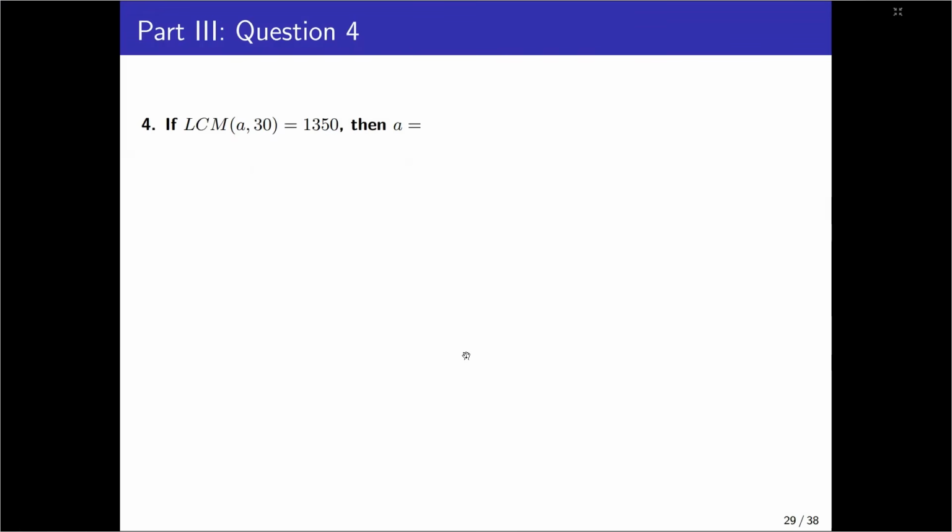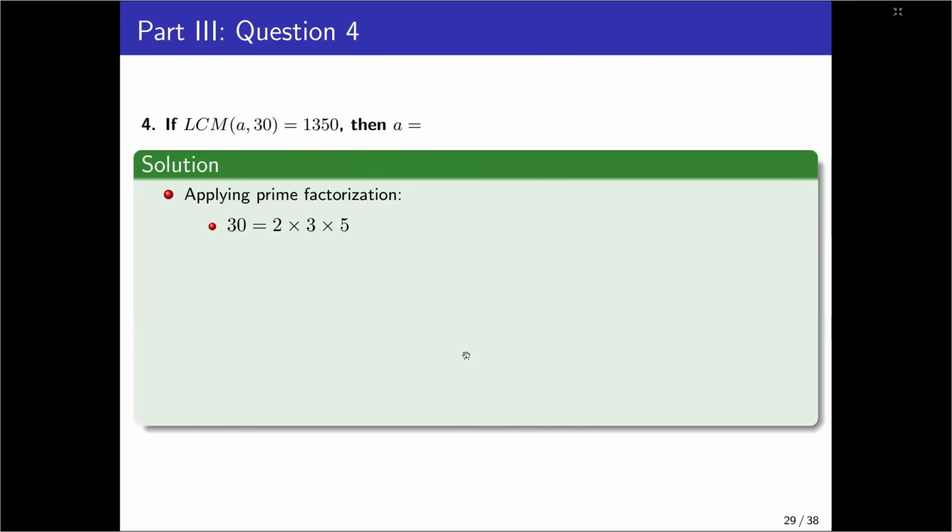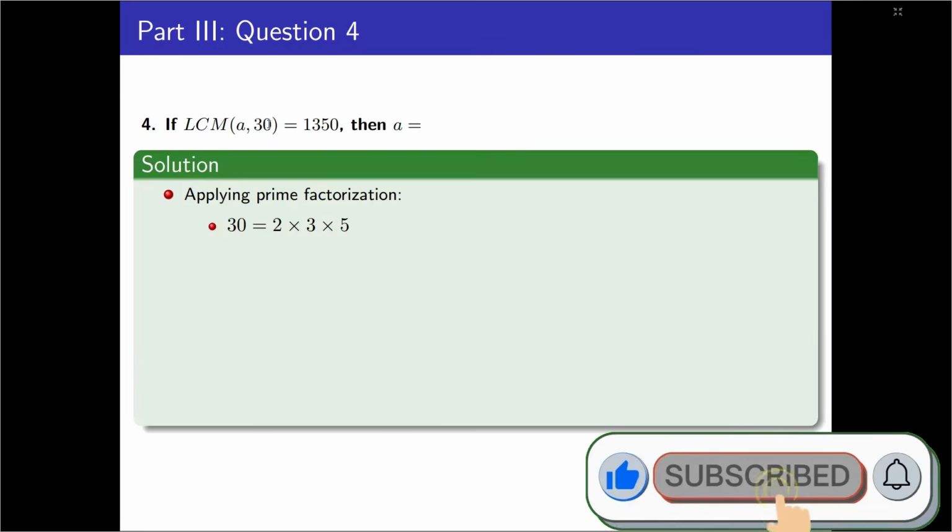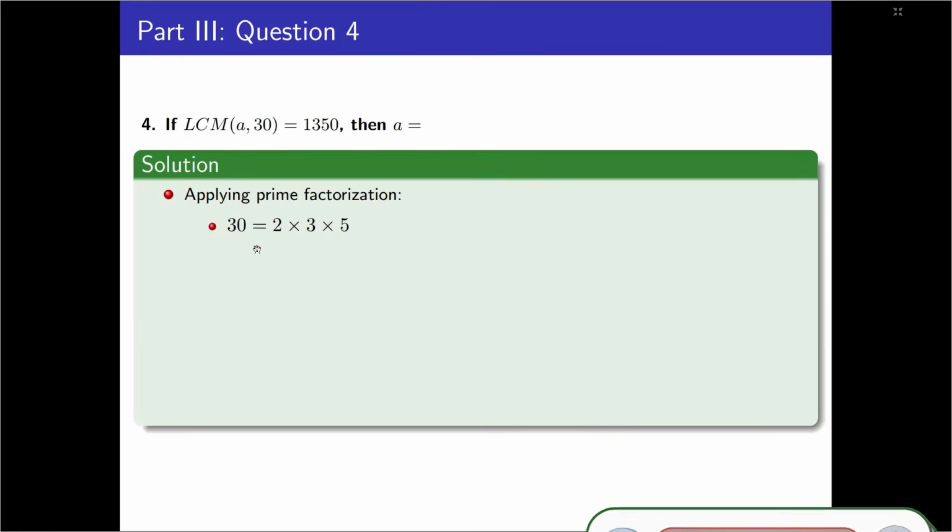Okay, question number 4. If the LCM of A and 30 is equal to 1350, then A is equal to? I think prime factorization is applicable here. Let us factorize 30 using its prime factors, 2 times 3 times 5, and 1350 could be 2 times 3 to the power of 3 times 5 squared.